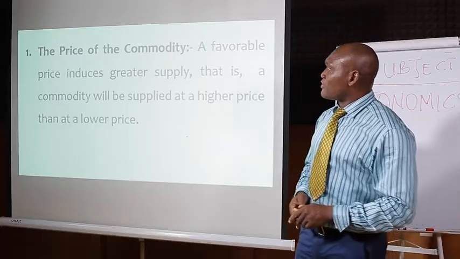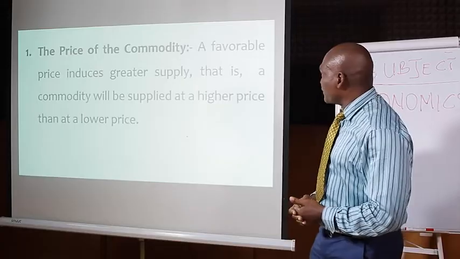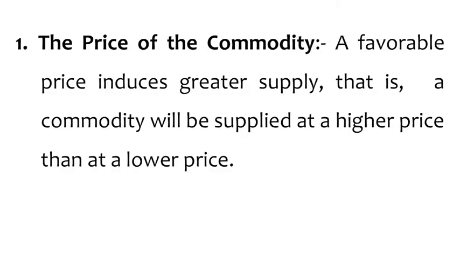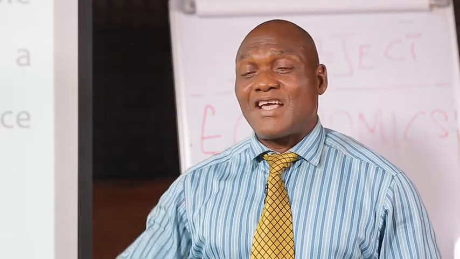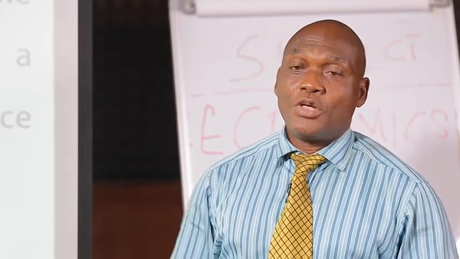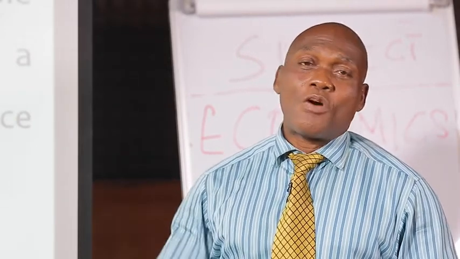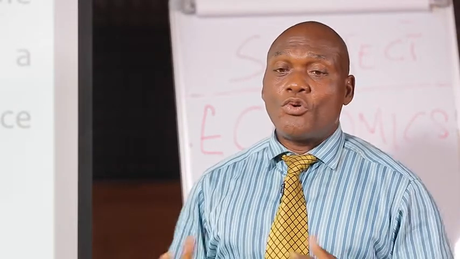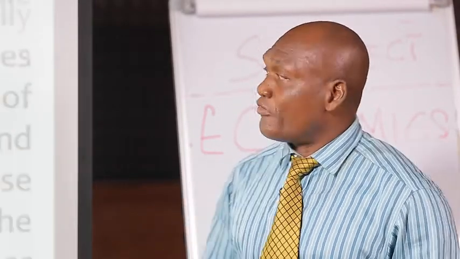Number one, let us look at price of the commodity. A favorable price induces greater supply. That is, a commodity will be supplied at a higher price than at a lower price, which is the law of supply. Suppliers supply more at a higher price, that is when the price is very high than when it is low. When the price is high, the supplier wants to take advantage of the high price and supply more in order to make a big profit.